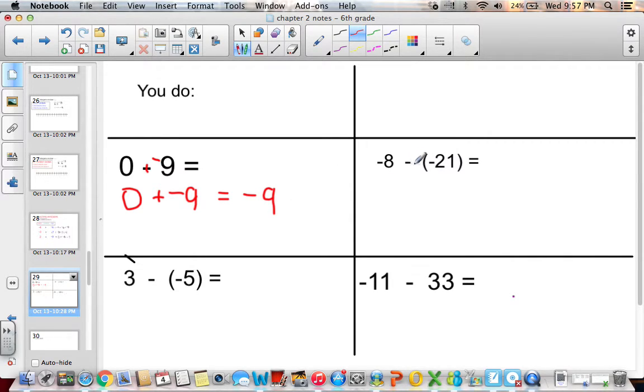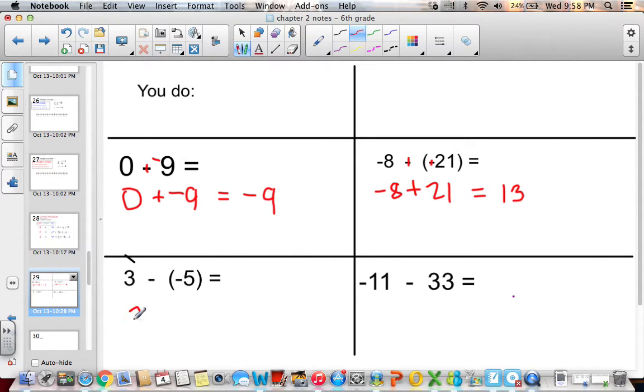Negative 8 minus negative 21. So we're going to keep, change, and then flip. So negative 8 plus 21. We can do 21 minus 8, which is going to be 13. 21 is greater than 8 and it's positive, so we're going to keep it positive 13.